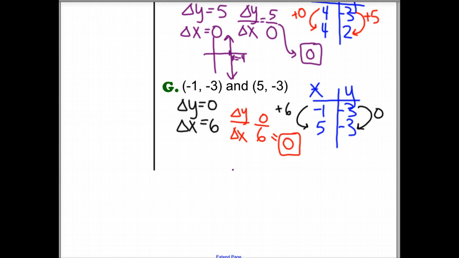Now I want to make a correction here. Although we have 5 over 0, this is actually what they call undefined. So it'll have an undefined slope. This one we're going to get 0, but our graph is going to look a little bit different. So let me show you.